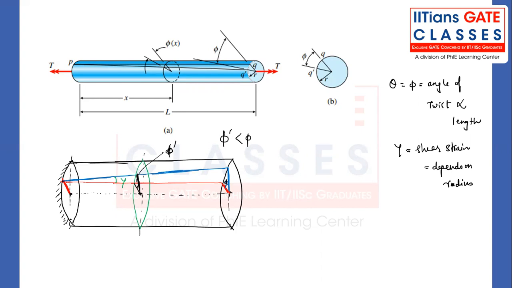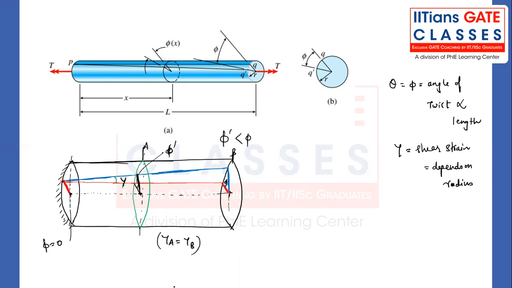Here the angle of twist will be zero because it is fixed. Angle of twist will be zero at the fixed end. But the shear strain does not depend on the length. Either you consider the section here or you consider the section here, the shear strain will be the same for section A and section B. It will remain the same.